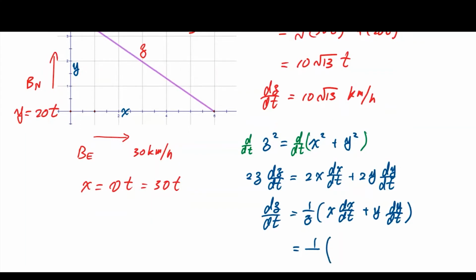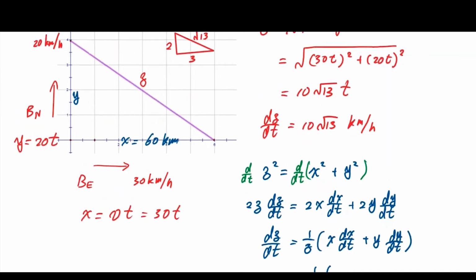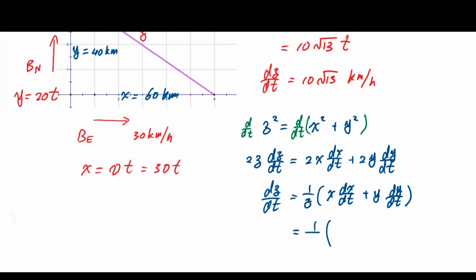What's x? Let's calculate x. If the rate of this thing is at 30 kilometers per hour, in 2 hours, this will be 60 kilometers. Good? And then both upward moves at 20 kilometers in an hour. So in 2 hours, this will be 40 kilometers. So far with me? So we plug those in. So we have 60 here, and plus we have 40 here. So far with me?